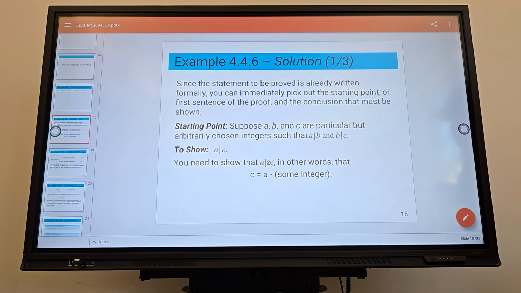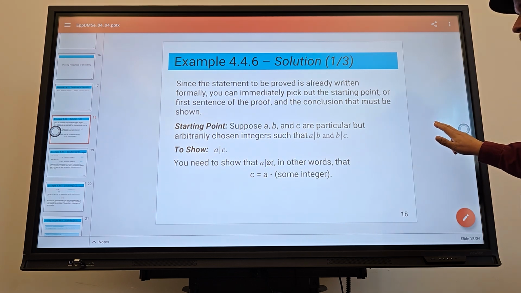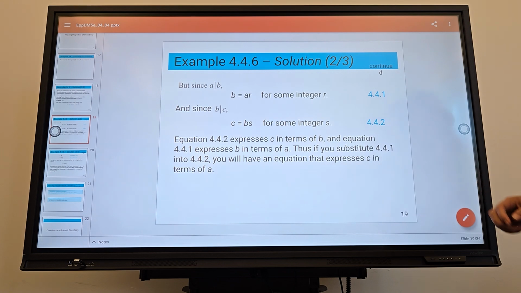Starting point. Suppose a, b, and c are particular but arbitrarily chosen integers such that a divides b and b divides c. Show that a divides c, or in other words, c equals a times some integer. So since a divides b, b equals ar for some integer r. Since b divides c, c equals bs for some integer s.